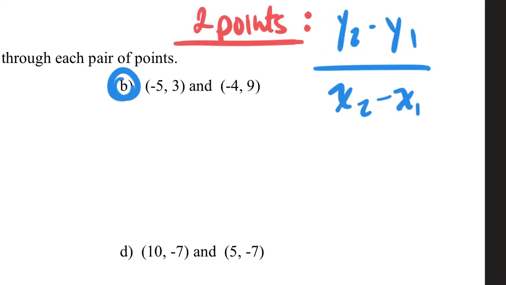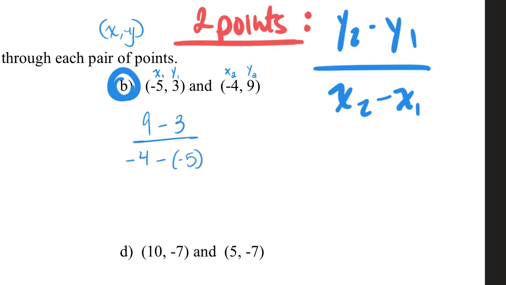Okay, so if you remember what you have to do is you have to label every point. The left number is an x and the right number is a y. So what that means is this -5 is x, this 3 is y, -4 is x, 9 is y. Now this point is our first x and our first y. This point is our second x and our second y. Okay, so now y2 is 9, minus y1 is 3, over x2 is -4, minus x1 is -5.